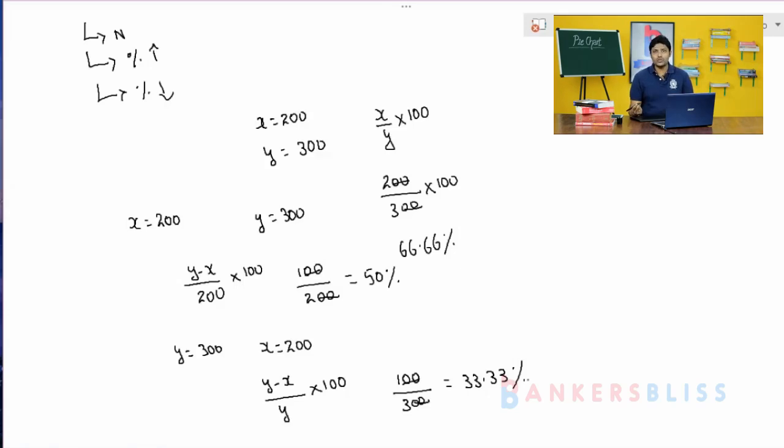Next, ratio you people know, and average you people know how to calculate. So let's move on to the problems directly.